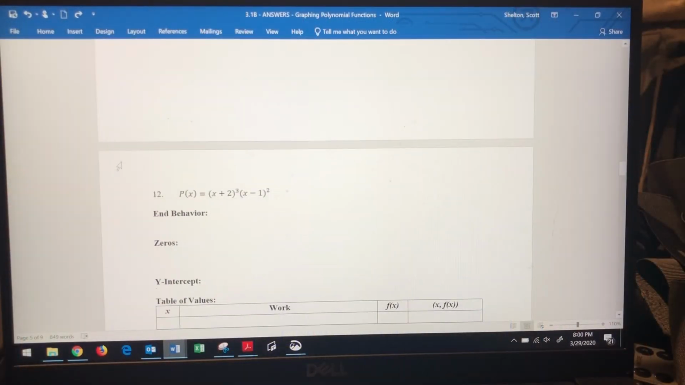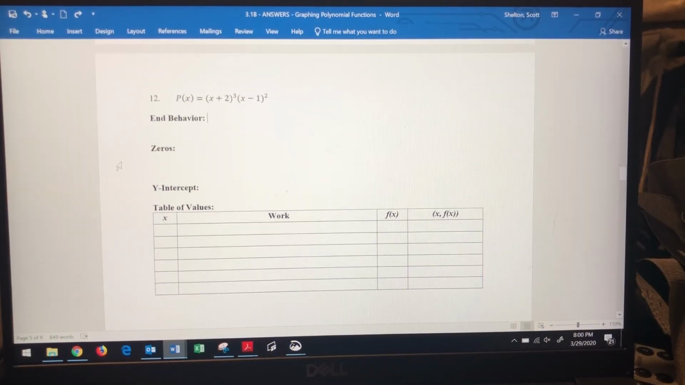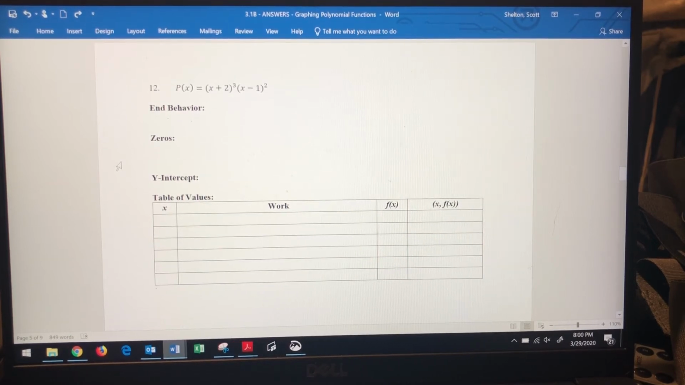Number 12 here, we've got the function p of x equals (x + 2) to the 3rd power times (x - 1) squared. Notice that x + 2 as a factor occurs 3 times. The next factor, x - 1, occurs twice. That's going to be important. End behavior.